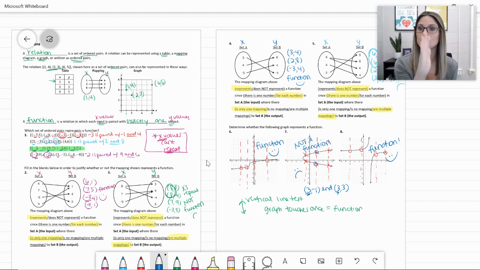And then with your graphs, you can use the vertical line test. Drag a vertical line across your graph. If it's only touching once, that's great. It's a function. If it touches more than once, then it's not a function. Practice those. You're just identifying whether they are functions or not.